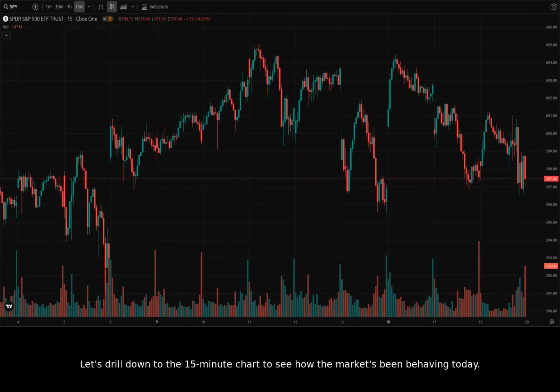Let's drill down to the 15-minute chart to see how the market's been behaving today. The 15-minute shows more detail into intraday price movement. We can see a consolidation pattern forming and is bouncing between 602 and 596. A break of either will signal the price direction soon.